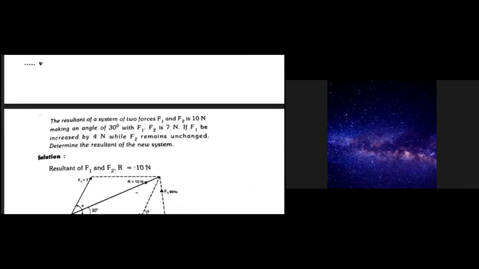So next problem. The resultant of a system of two forces F1 and F2 is 10 Newtons. Here the two forces are F1 and F2, and the resultant equals 10 Newtons, making an angle of 30 degrees with F1. Next, F2 is 7 Newton. If F1 is increased by 4 Newton while F2 remains unchanged, determine the resultant of the new system.